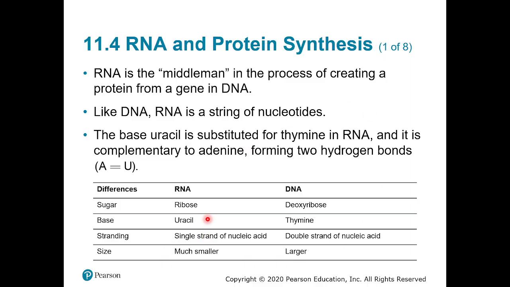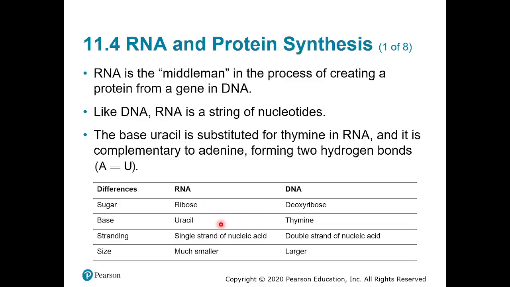One of the differences is that in RNA, we have uracil, and in DNA, we have thymine. So there is a difference in the bases, but only this one. So A is still A, G is still G, C is still C. None of those change. But instead of T in RNA, we have U.